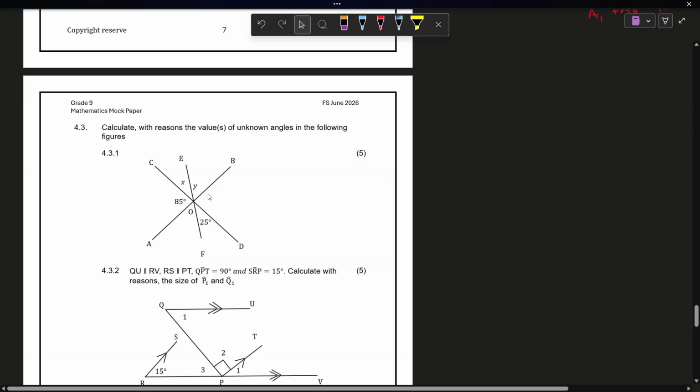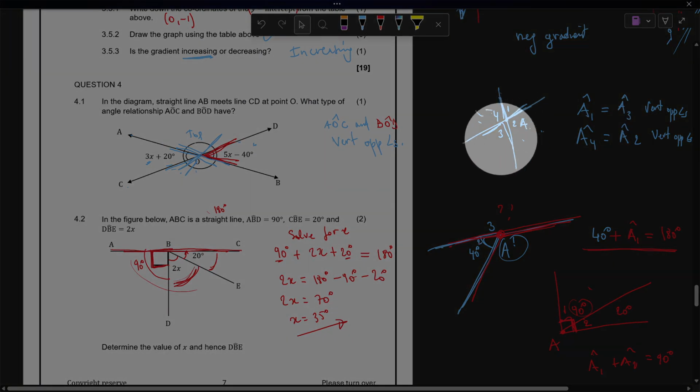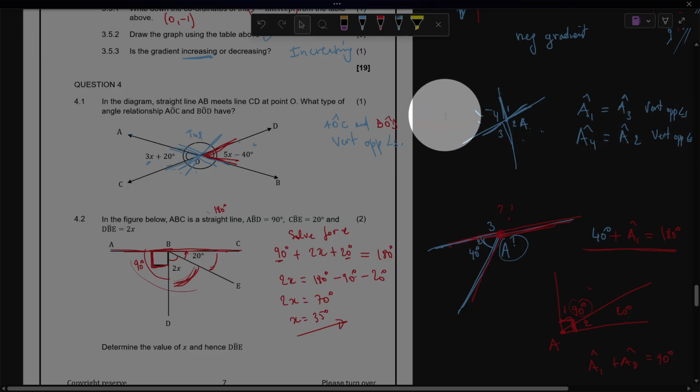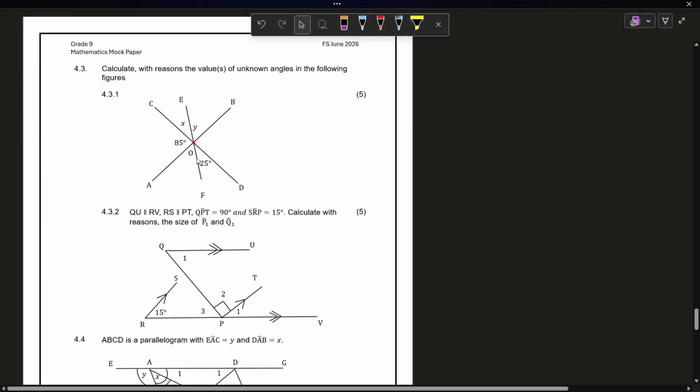They say calculate with reasons the values. Okay, now here already this situation is calling for what I've explained before, right here. I've explained about vertically opposite angles. Okay, so we can come back here. What do we see here? We need to find x and y.